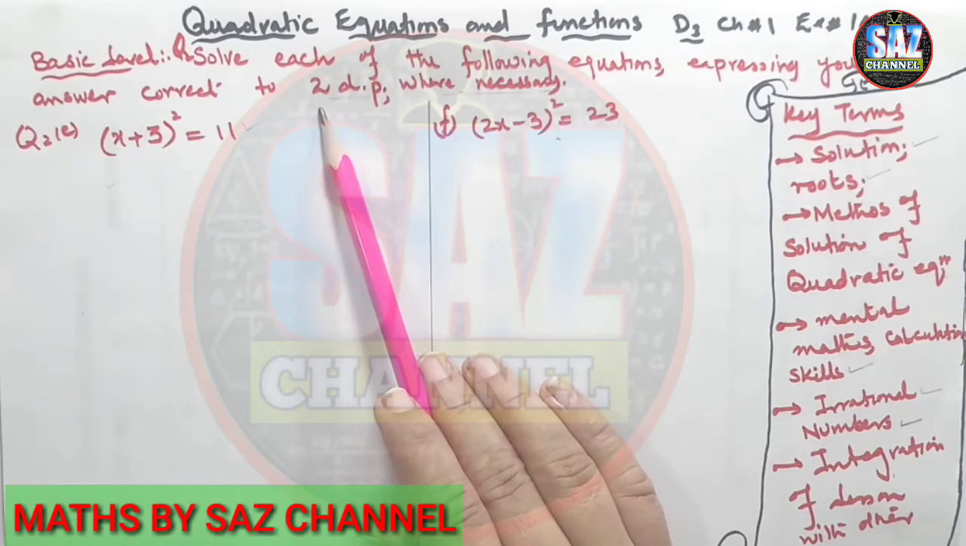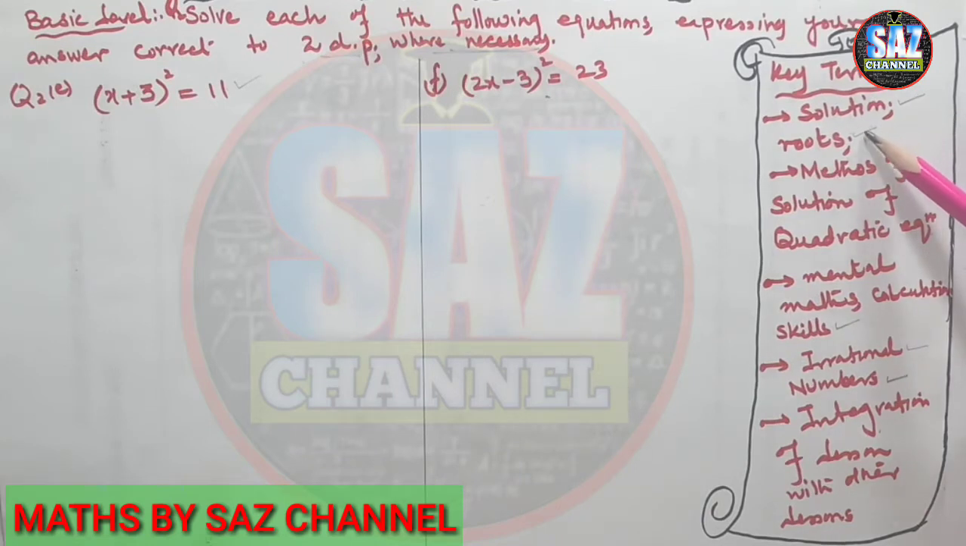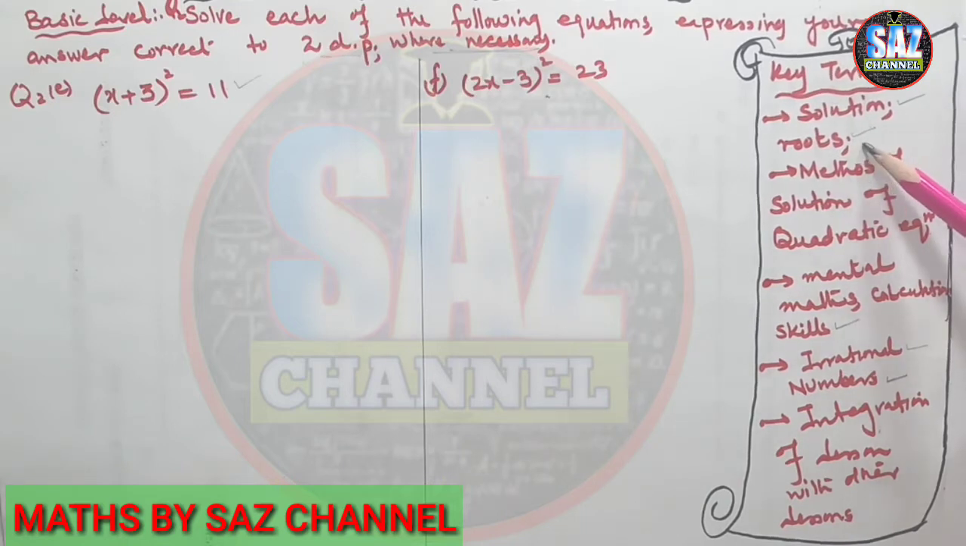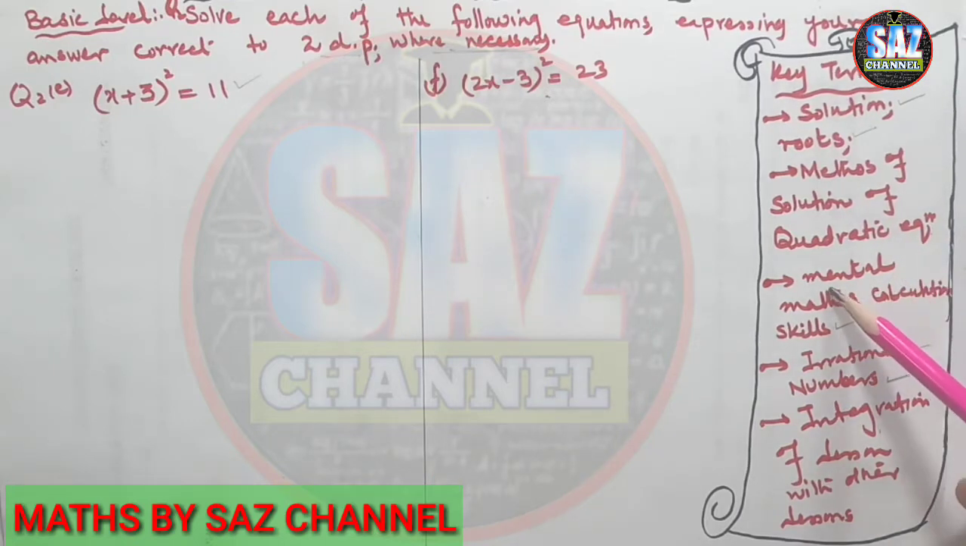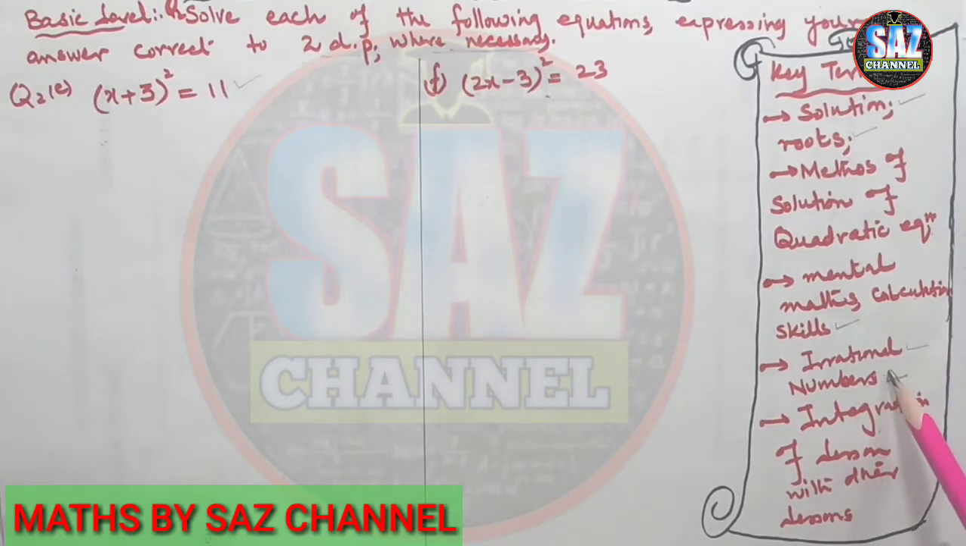Before going to the lesson, there are some key terms that we have to understand: what do the terms solve, solution or roots mean? Solution means to find the values of the unknown of the question. I am giving this concept again and again so that you have a clear understanding of these terms. Then, what are the methods of solution of a quadratic equation? You should have command of mental maths and calculation skills, and know what rational and irrational numbers are, and integrate the lesson with other lessons. For better understanding of each new lesson of mathematics, it's important to integrate it with the previous lessons.